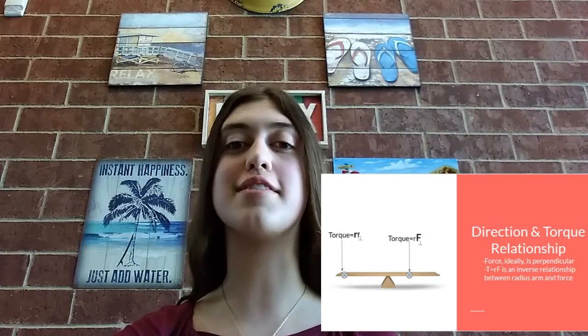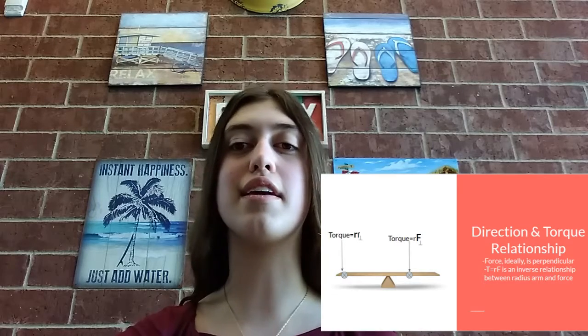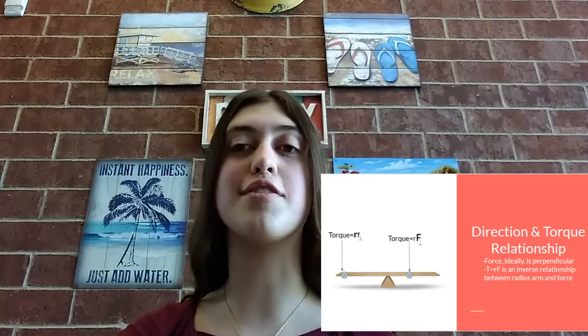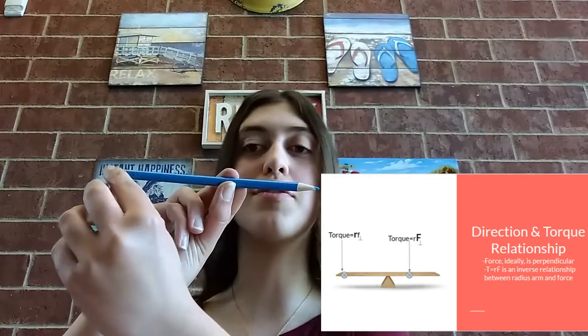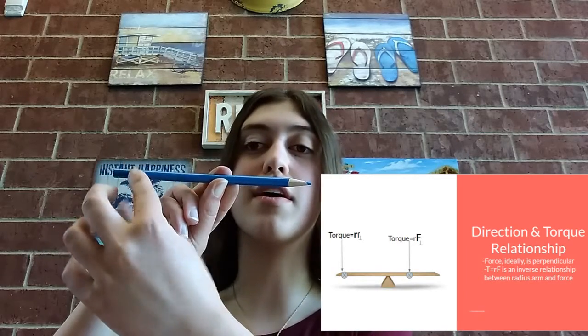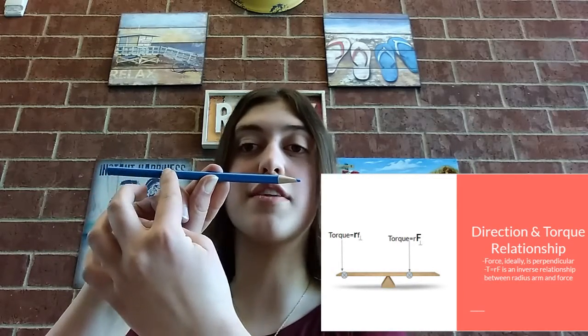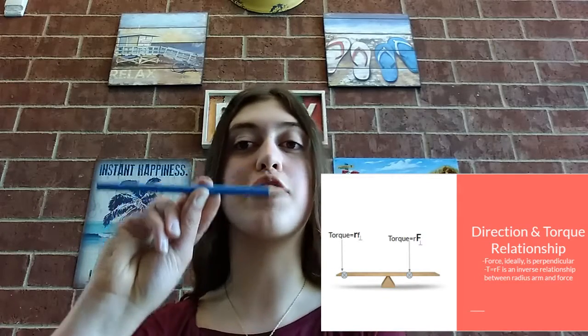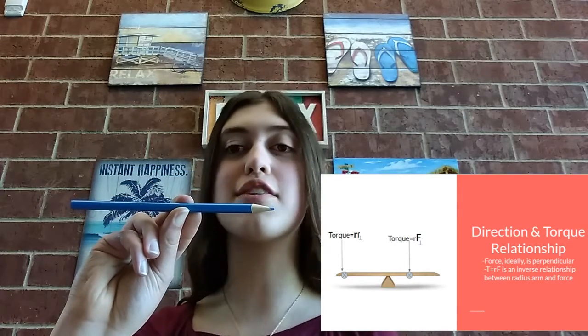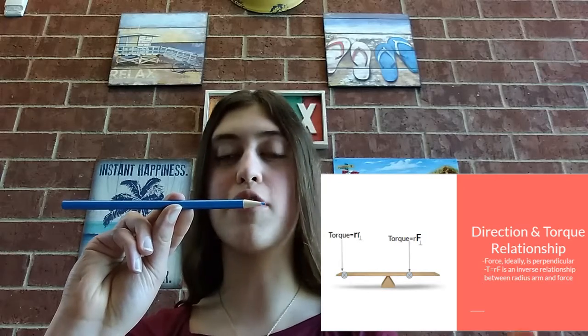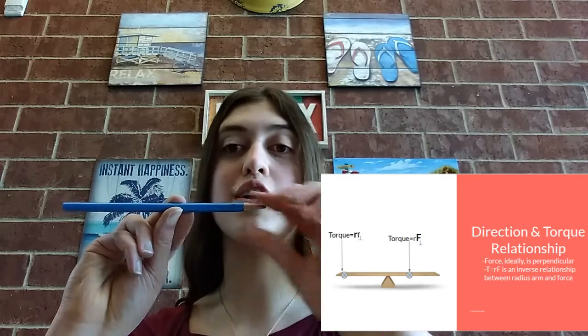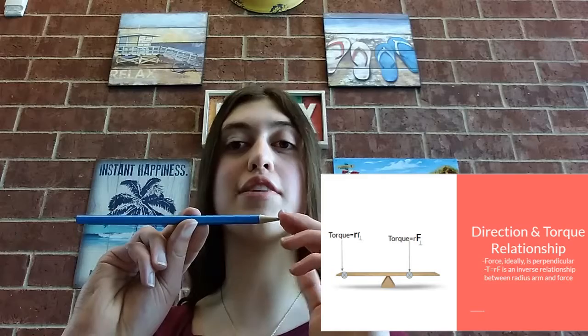With the children on the seesaw in the last example, we can see that torque is an inverse relationship. With a greater force due to the greater mass of the child, the lever arm distance can be shorter on this side than on this side in order to create equal torques. It is also important to note that the force applied should be perpendicular to the lever arm in order to create any torque at all.